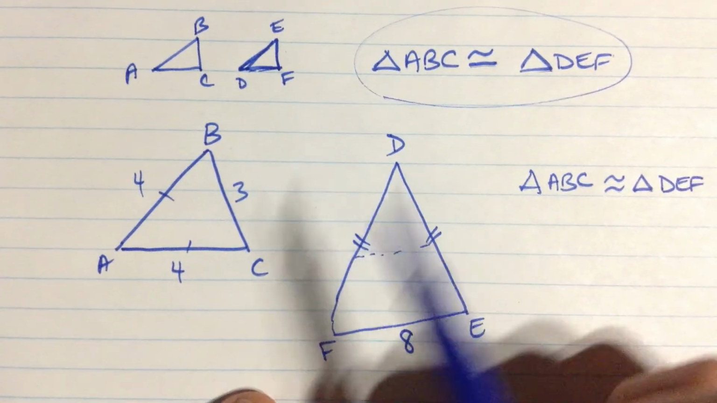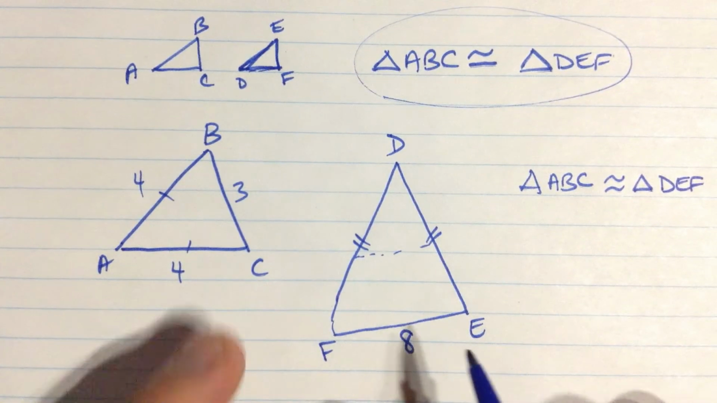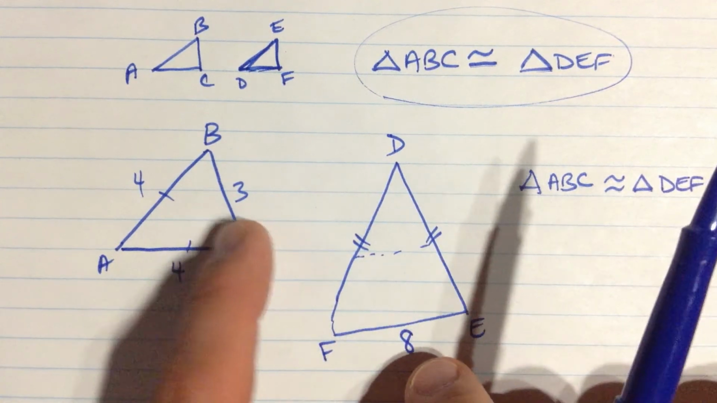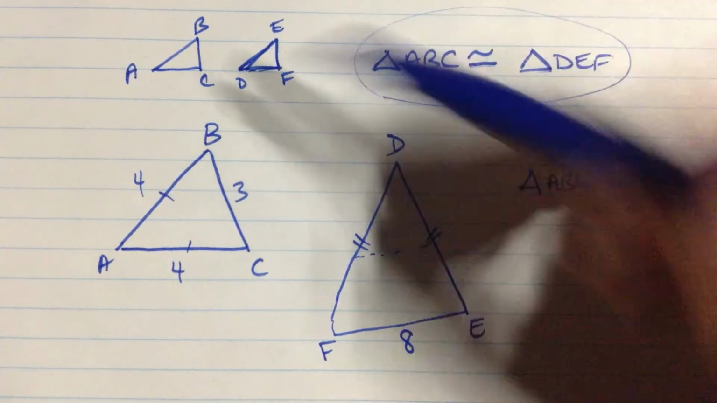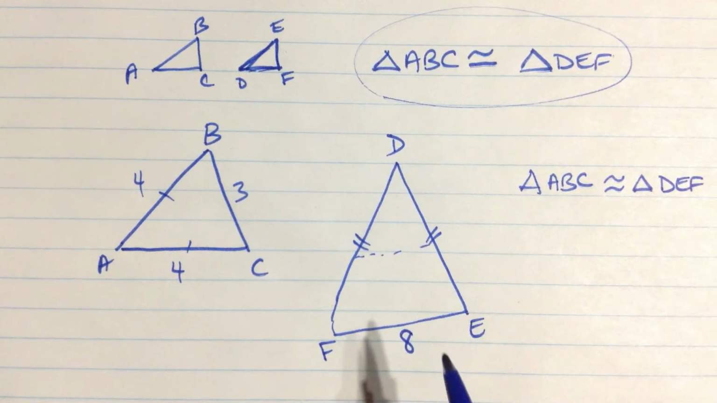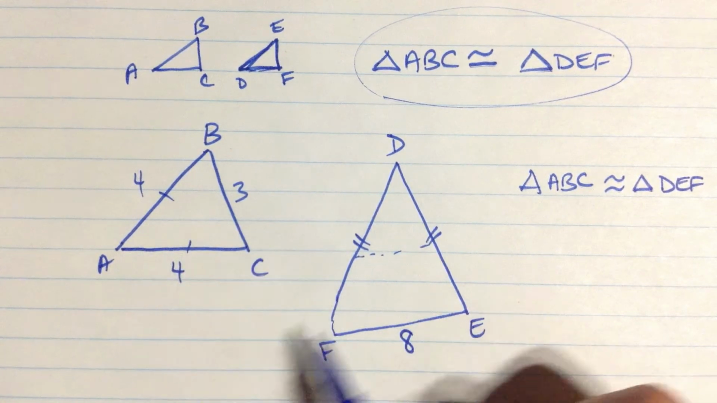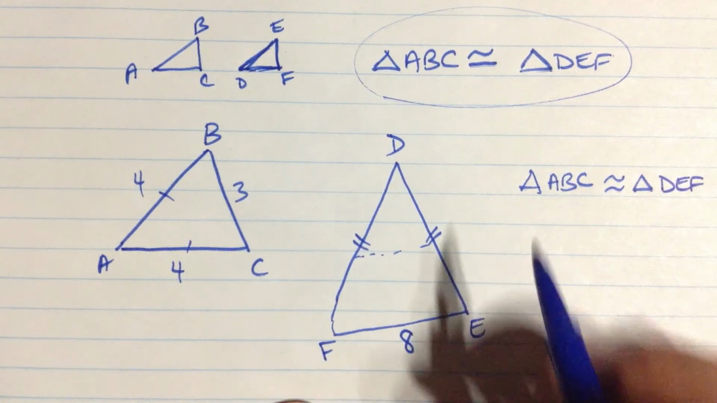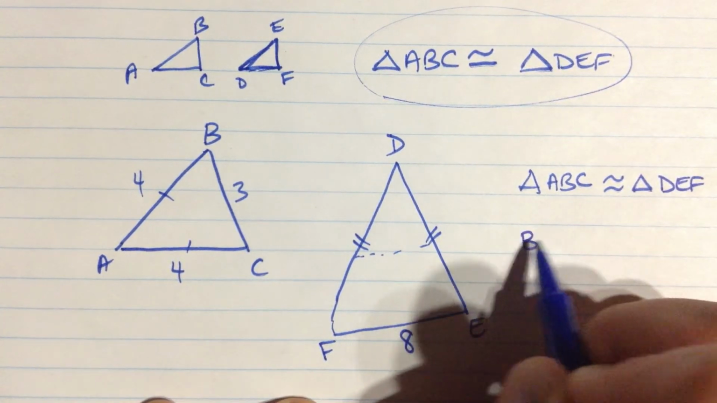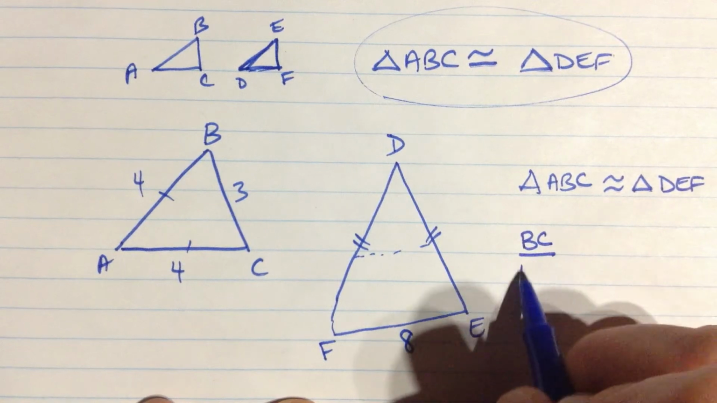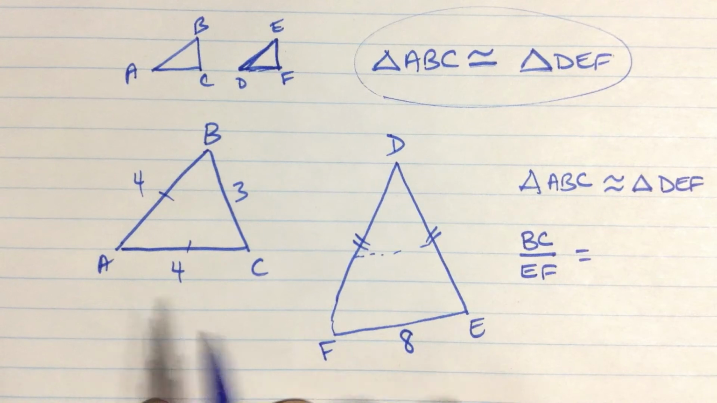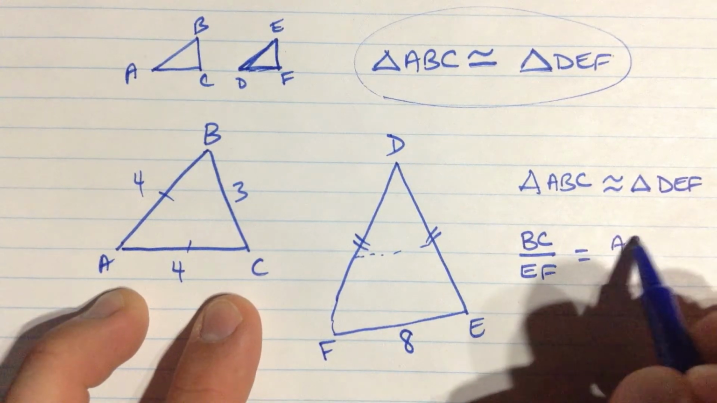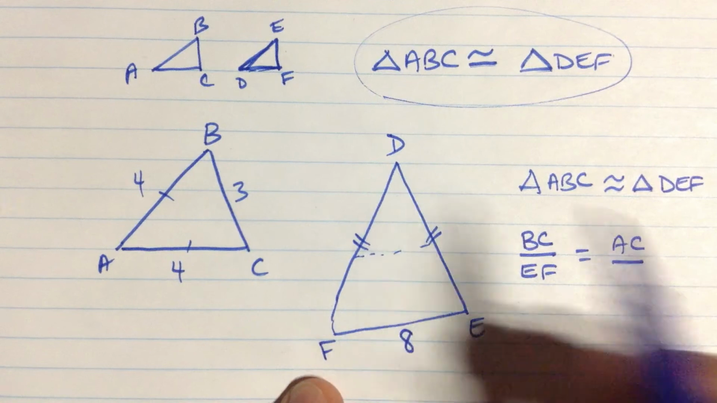So we get this interesting relationship though, is that if you take the ratio or divide together any two sides that correspond to each other, so like BC corresponds to EF, then that same fraction that you get is the same for all of the other pairs of sides. So for example, BC divided by EF, those lengths, 3 divided by 8, is equal to AC divided by DF.